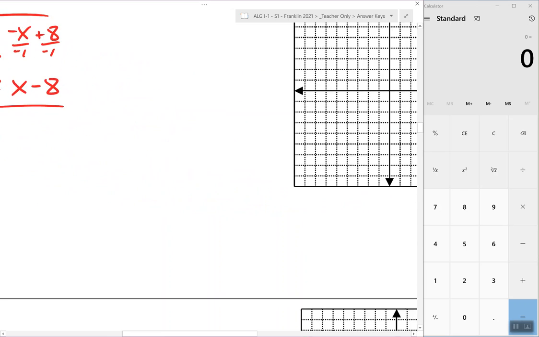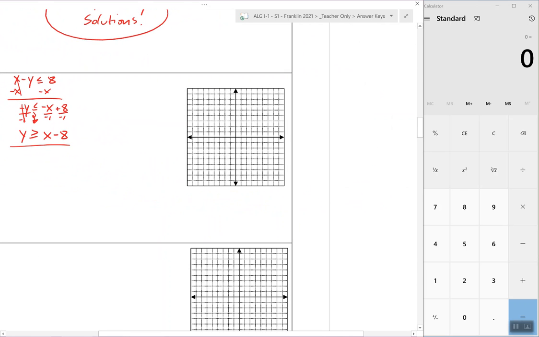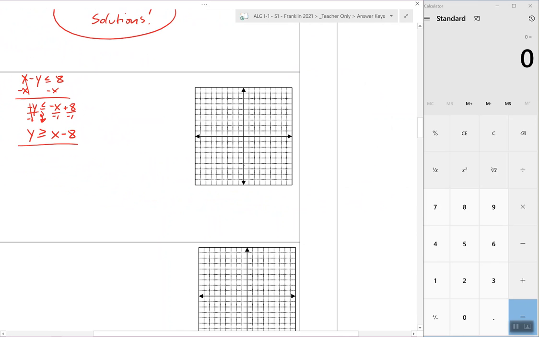Let's go ahead and graph it. Greater than or equal to x minus 8, so down 8, and then up 1 over 1 for x. It's going to have a solid line because of the equal to bar, and it's going to get shaded up above. So just really lightly, I'm going to indicate that.